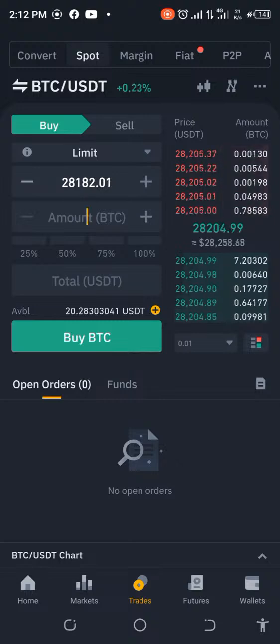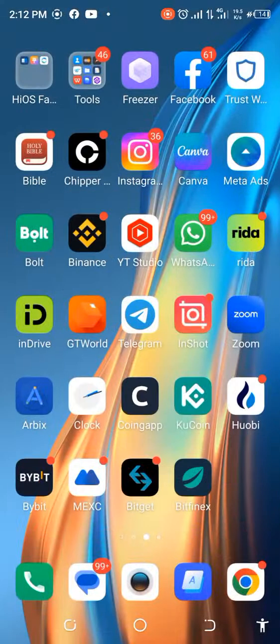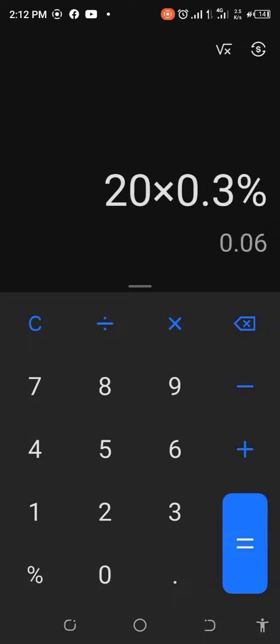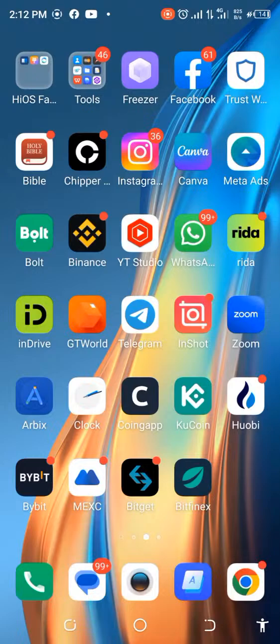Whenever you're doing a triangular arbitrage, always remember that you're going to be paying fees 3 times. You're going to pay a fee in the first leg, in the second leg, and also in the third leg. Remember, it's 0.1% each, so in the long run you're going to be paying 0.3%. What is 0.3% of $20? That's 6 cents, which is understandable.